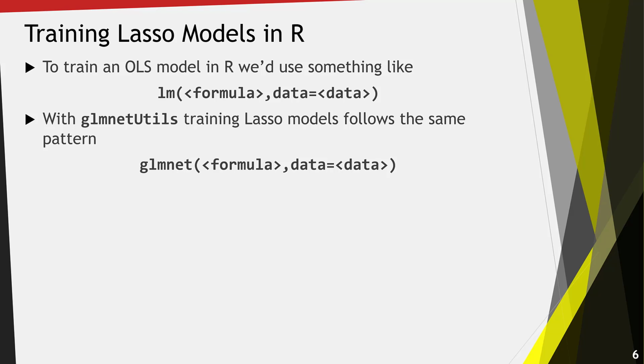Training Lasso models with GLMNet builds on a lot you've already learned. Remember, if we were going to train an OLS model in R, we'd use something like this. The LM function, we'd provide a formula, which is a label followed by a tilde, and then a list of features separated by plus signs. As a second argument, we'd provide the data that we'd like to use to train the model. You follow this exact same pattern using GLMNet utils. You'll use the function GLMNet. You'll provide a formula exactly like you would have with LM, and also you'll provide a data argument the exact same way you would have with LM.